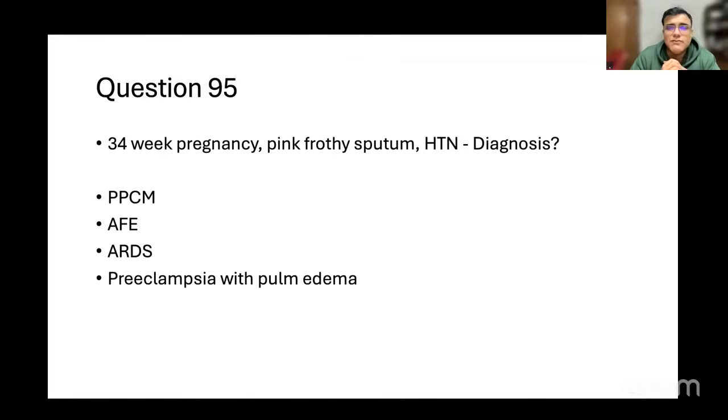34-week pregnancy, pink frothy sputum, hypertension, diagnosis. So postpartum cardiomyopathy, right? Amniotic fluid embolism, ARDS, preeclampsia with pulmonary edema. Obviously, hypertension with features of pulmonary edema, so that is preeclampsia with pulmonary edema, right? And this is not postpartum cardiomyopathy, because there is no postpartum state here, right?